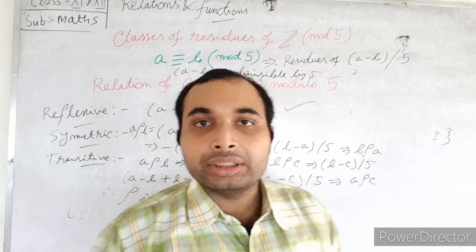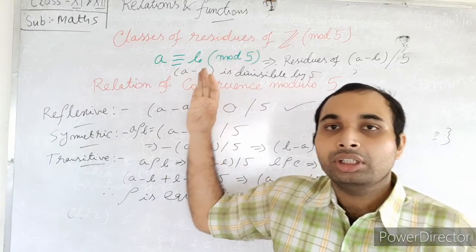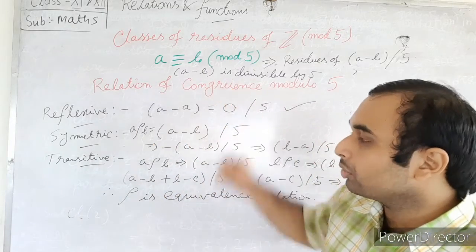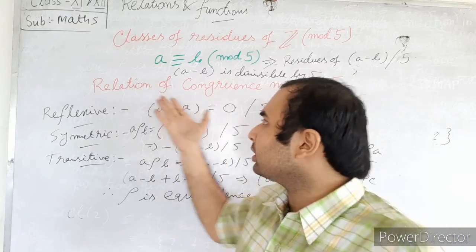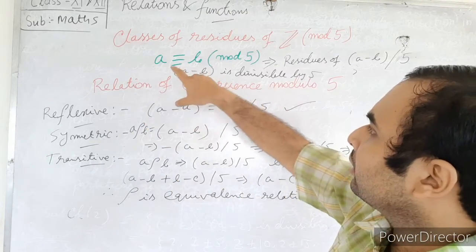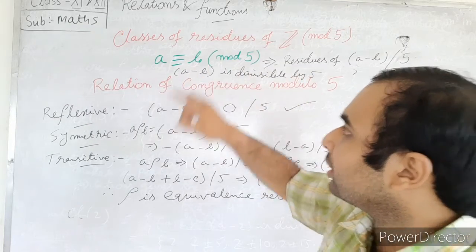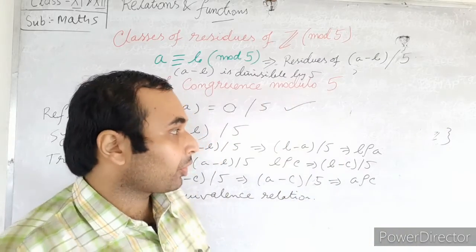Just keep in mind, this relation has vast use in abstract algebra and linear algebra. So you have to keep in mind this relation. Here in your class, the question will come like that. If it comes that a minus b is divisible by 5 is the relation, find the equivalence classes. We have done it like that only.